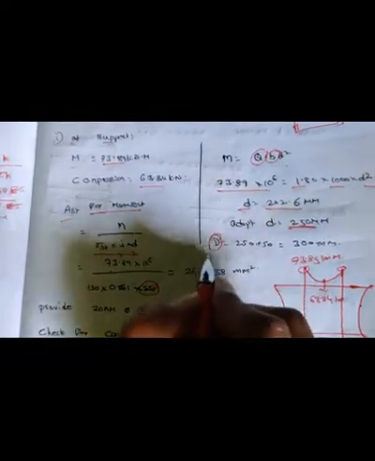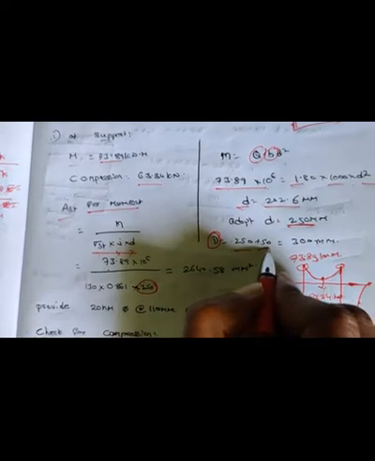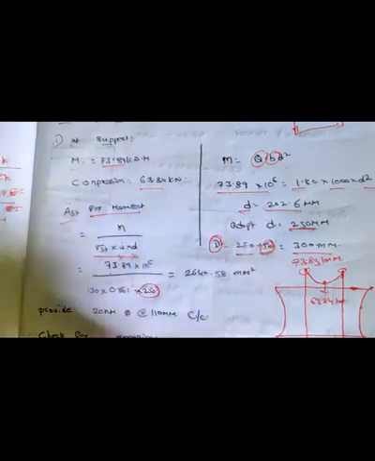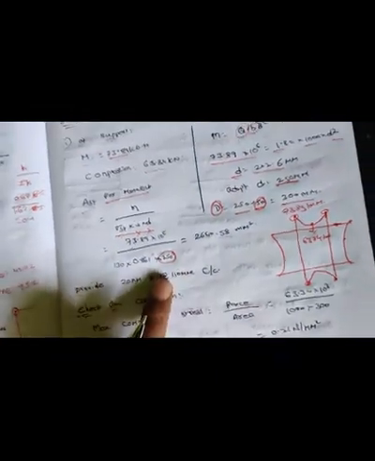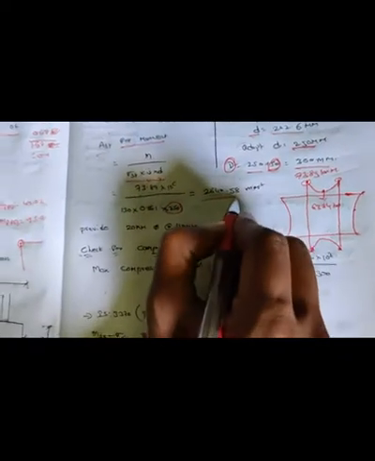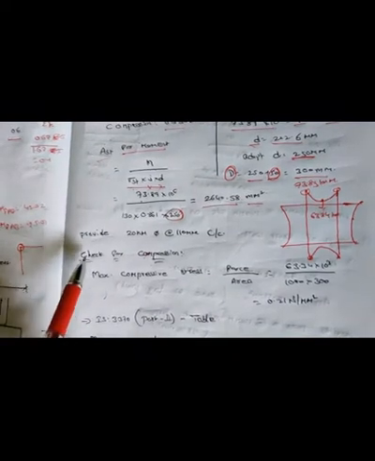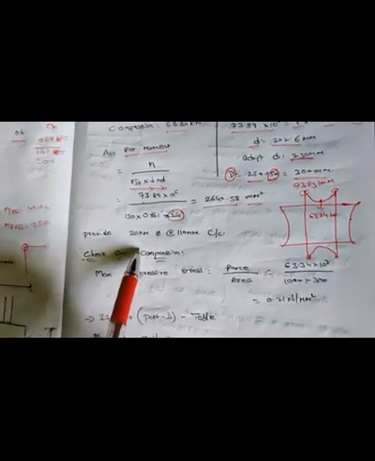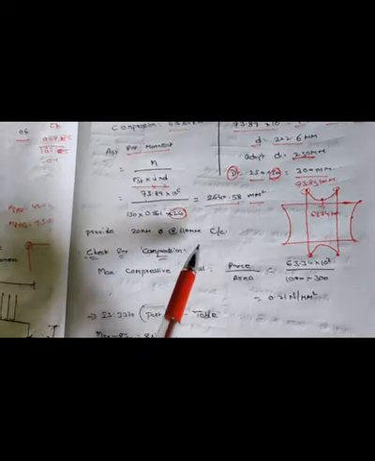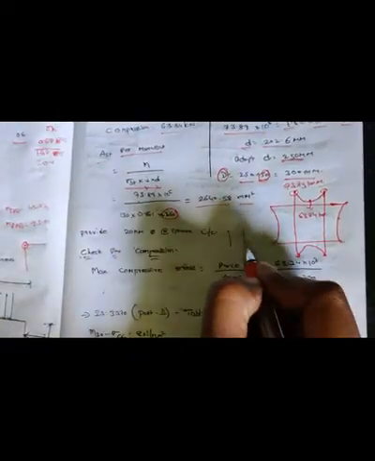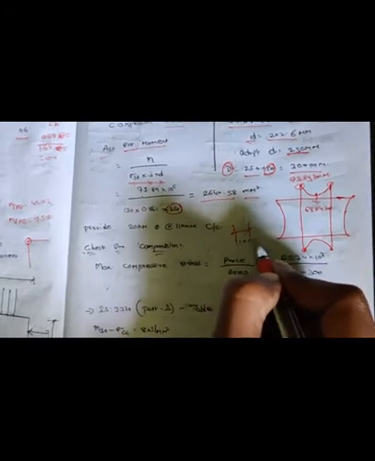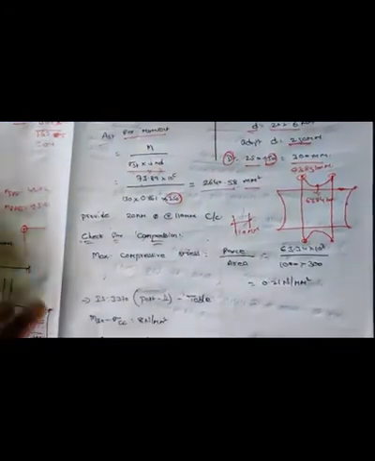Now overall depth is equal to 250 plus 50. 50 is nothing but clear cover. How much am I getting here? 300 mm. Same 250 value I will apply here. So how much am I getting Ast here? 26405.58 mm square. Now how much reinforcement am I providing here? Provide 20 mm dia at the rate of 110 mm center to center. Okay, 20 mm dia and center to center distance is 110 mm. Like this we have to do the design.